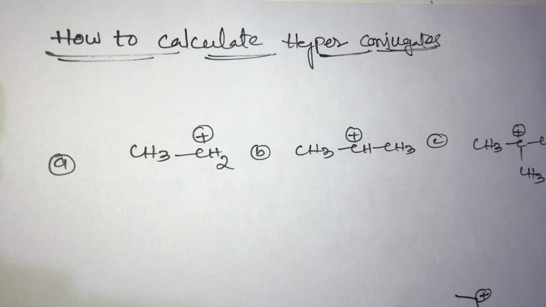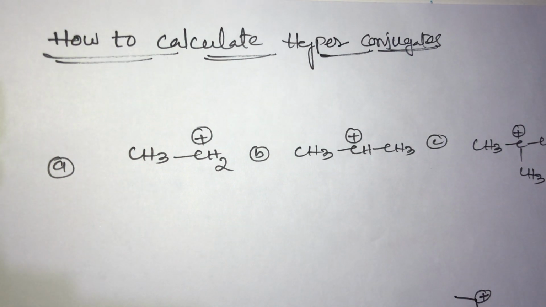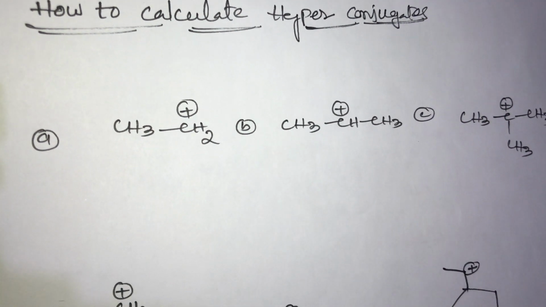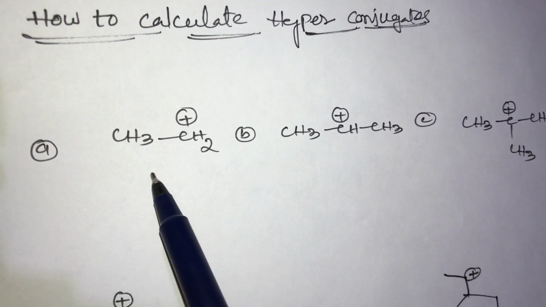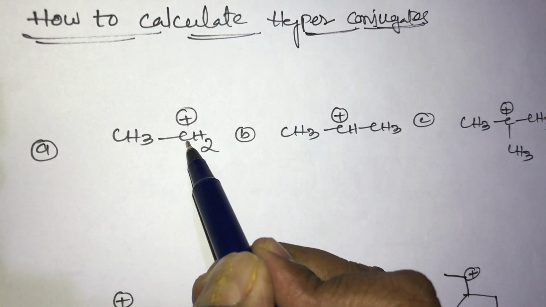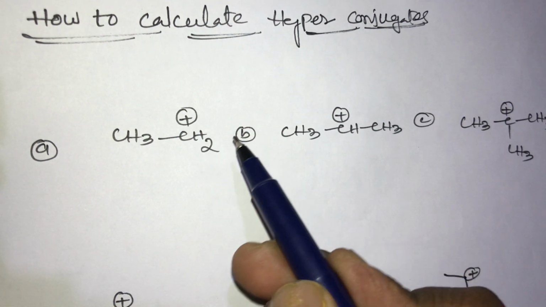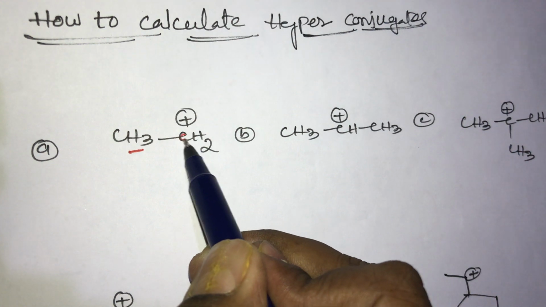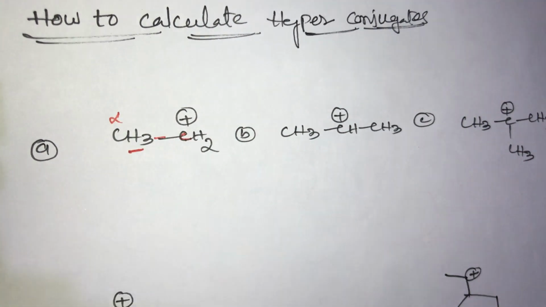Students, now the next topic is a very important topic: how to calculate hyperconjugates. I will give a simple trick. First example, the ethyl carbocation. In this ethyl carbocation, the carbon next to the positive charge is called the alpha carbon.